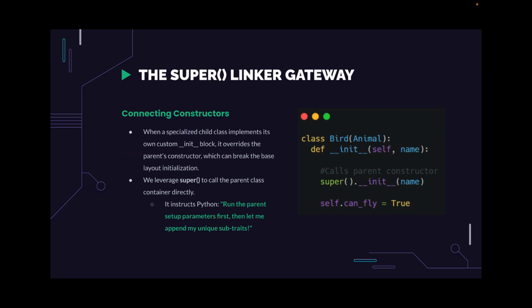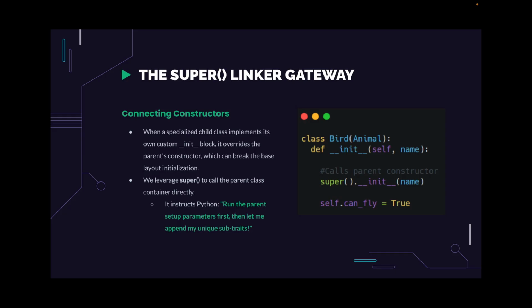So the super linker gateway. When a specialized child class implements its own custom init block, it overrides the parent's constructor. And a constructor is the thing inside a class. It's the template inside a class for constructing objects. Right? And if a child class overrides a parent's constructor, it would break the base layout initialization. So we can use super() to call the parent class constructor directly. So in Python, it instructs it to run the parent setup parameters first, then let me add my unique subtraits.